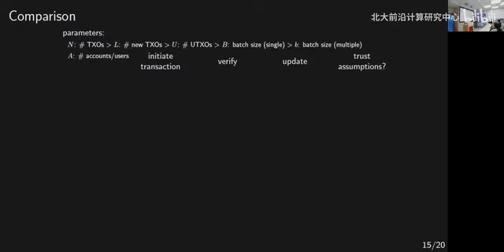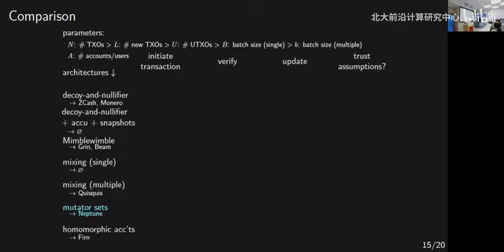And the trust assumption is, are you implicitly assuming the trustworthiness of public places? So I have a bunch of architectures here. Some of them don't exist, but for the sake of comparison, it makes sense to be explicit. And so the very first privacy architecture in this list is the decoy and nullifier scheme that I already touched on in this presentation.